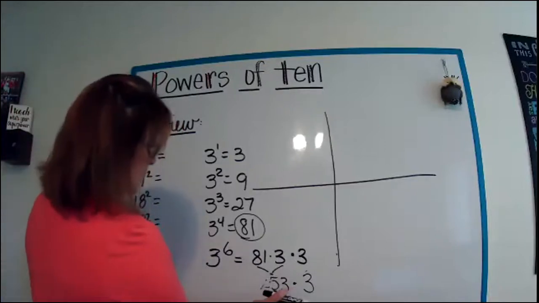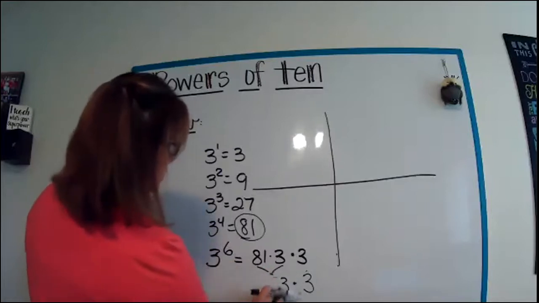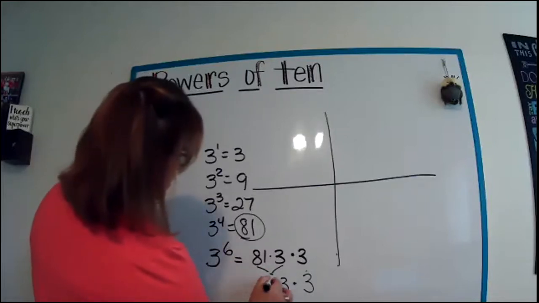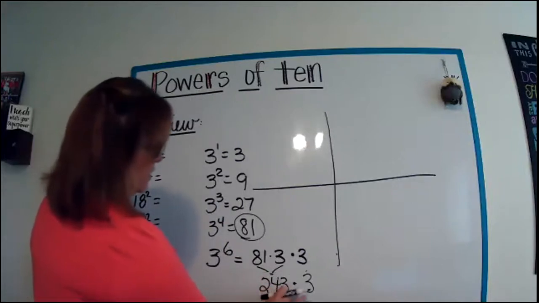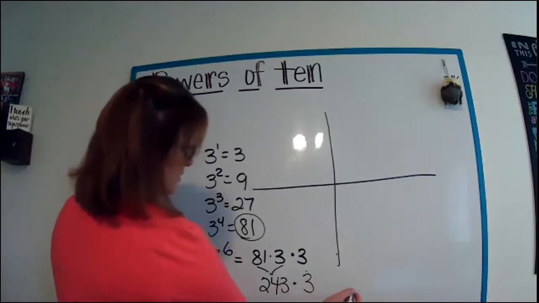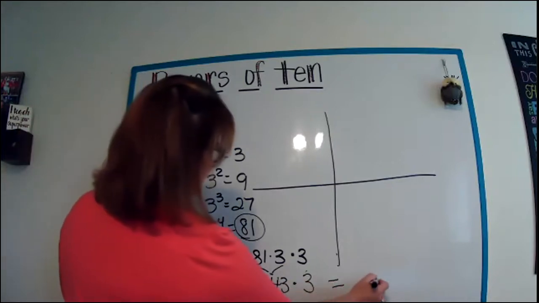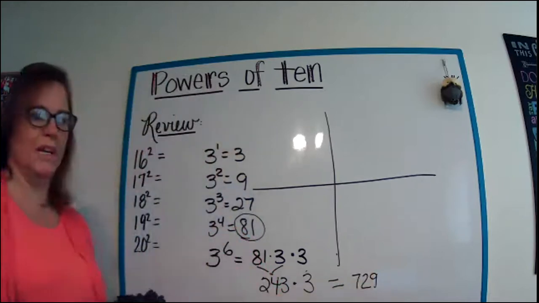It's 81 times 3, right? 81 times 3 is 243. Yeah, thank you, 243. Yep, 243 times 3, which gives me 729.